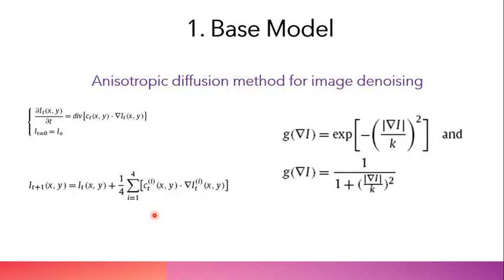Already we know this is the base model. I discussed in my previous video the anisotropic diffusion method for image denoising. So this is the base equation, the traditional anisotropic diffusion. Perona and Malik are the inventors. So anisotropic diffusion, and they are using these two equations, either the first one or the second equation. Okay, so this is the base model.